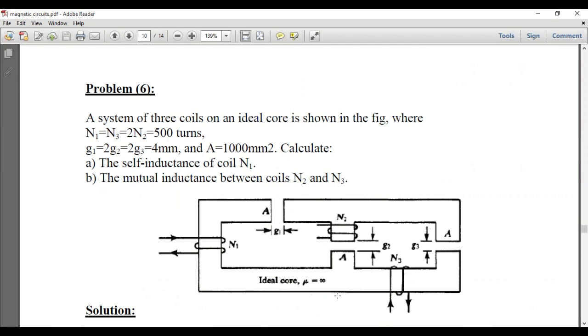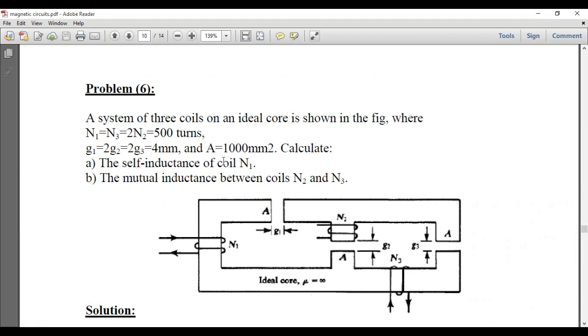Now this is an ideal core, so the relative permeability is given as infinity, which means that its reluctance is equal to 0. So the only reluctance assumed in this problem is the reluctance of these air gaps. The number of turns for each winding is given. The width of the gap is also given. Area is also given.